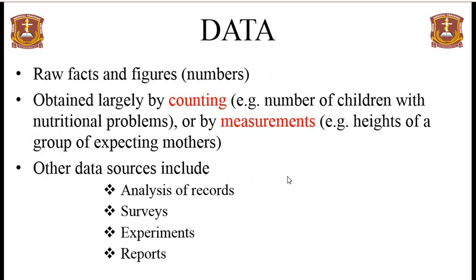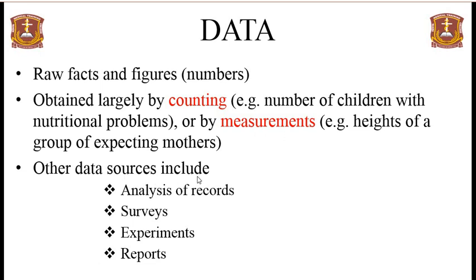Now, if you look at this, we started by defining biostatistics and involved terms like data and so on and so forth. So, trying to talk about data, this is basically raw facts and figures, which are of course numbers, obtained largely by counting, e.g., number of children with nutritional problems, or by measurements, that is heights of a group of expectant mothers, for example. In other words, these heights can only be measured, you cannot count heights. And number of children can only be counted, you cannot measure number of children.